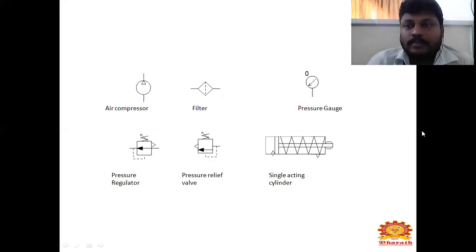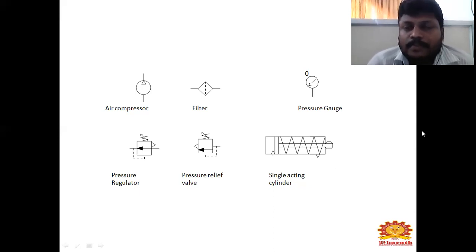And these are some symbols. One is the air compressor, another one is a filter, another one is a pressure gauge, another one is a pressure regulator, another one is a pressure relief valve, and another one is a single acting cylinder. The first one will look like a pump, but that is not a pump, that is an air compressor.